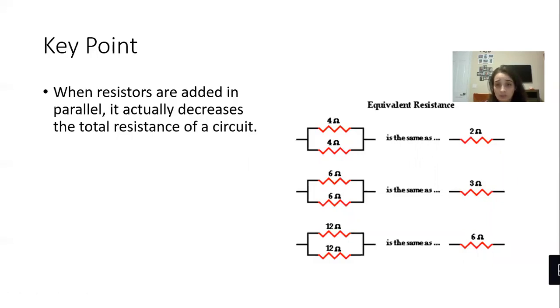Here we have two 4-ohm resistors connected in parallel. If you were to add these together, it turns out to be a 2-ohm resistor. And if you have two 6-ohm resistors in parallel, it ends up being a 3-ohm resistor. You might be wondering, why wouldn't you just put a 2-ohm resistor there instead? What's the point of connecting things in parallel?